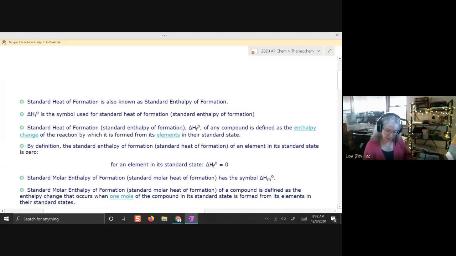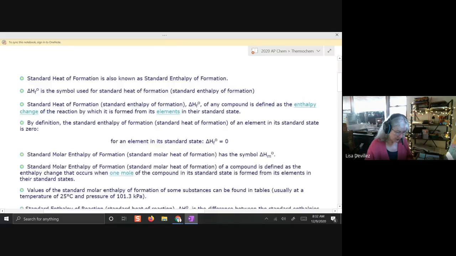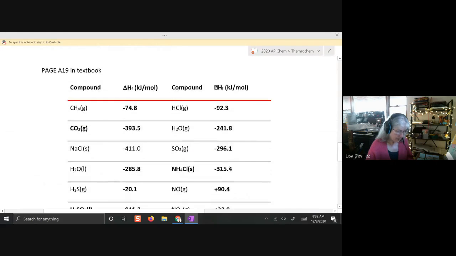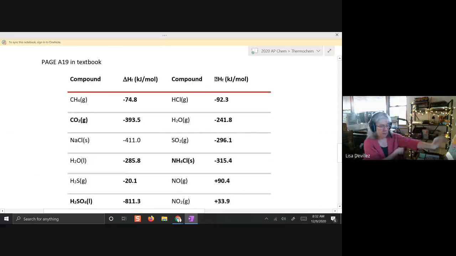Okay, we'll go ahead and get started. All right, so the notes for today, they're on the Otis lesson for today, and we're going to look at the bottom first. In the textbook, in the appendix, starting on page A19, is a very long table of these values. It has other things in it too, but this is just a sampling to be able to use for the problems that are on this sheet.